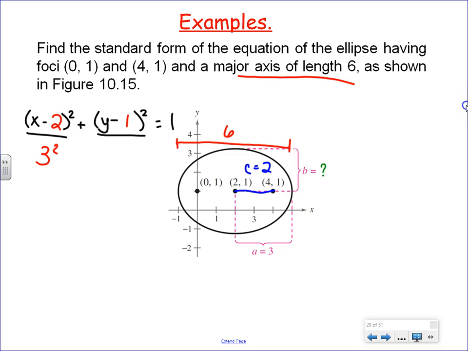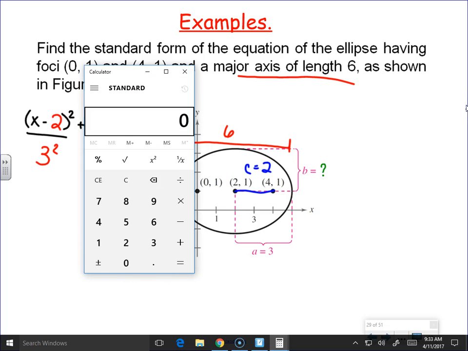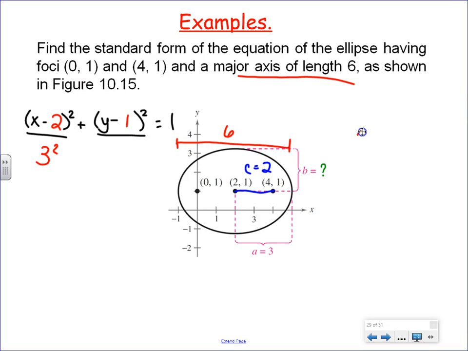And how can I use that to find B? Some of you guys are already rattling off that equation. So what is that equation? C squared equals A squared minus B squared. If you think about it, it's really just the Pythagorean theorem, but I need C to be less than A, inside the shape. If it's outside, it's actually just a straight line, a degenerate conic. The foci were outside.